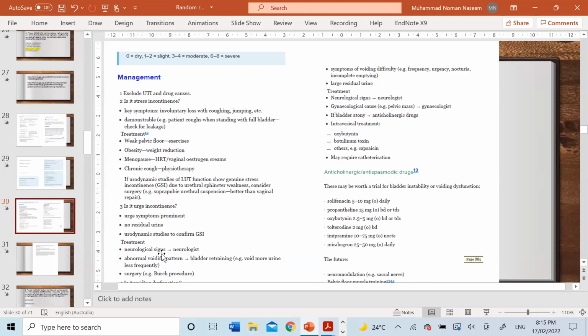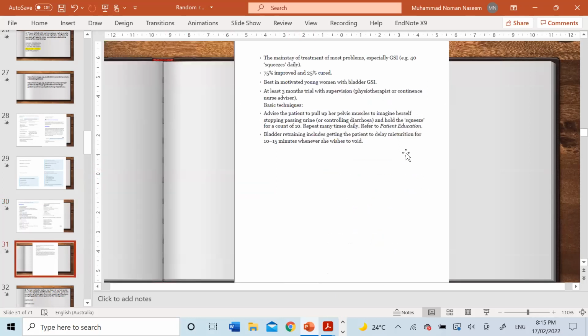If it is urge, we do the bladder training. We remove the agents which are causing it. Then we go for the drugs. And if it doesn't help, we go for the botulinum injection. If it doesn't help, go for the sacral nerve stimulation therapy. If it doesn't help, then we go for the surgery. All right, so this is all of the things which is written in your JM.